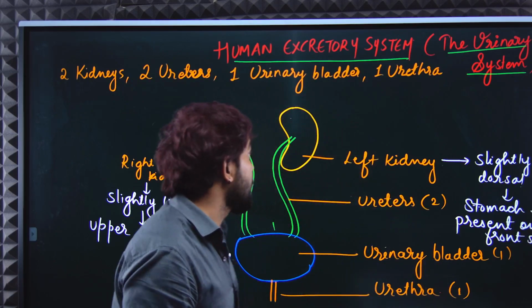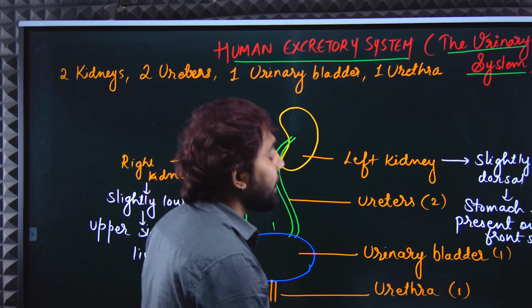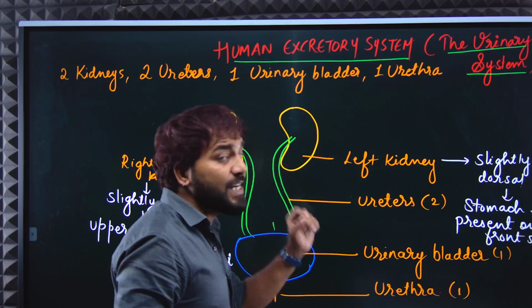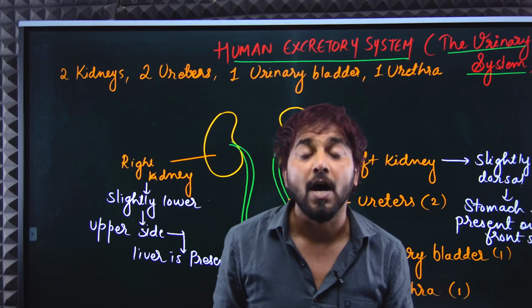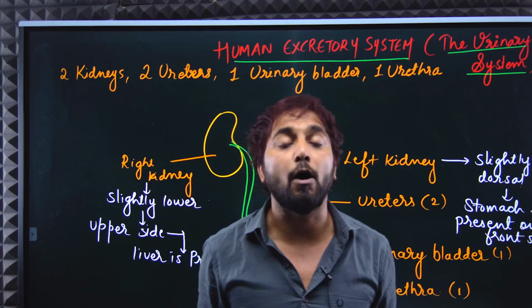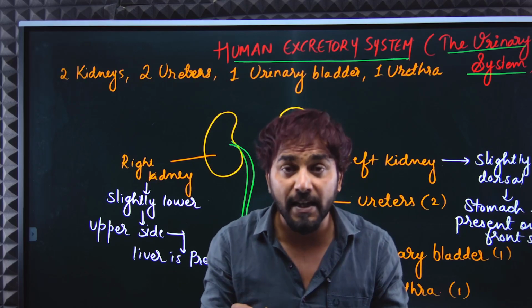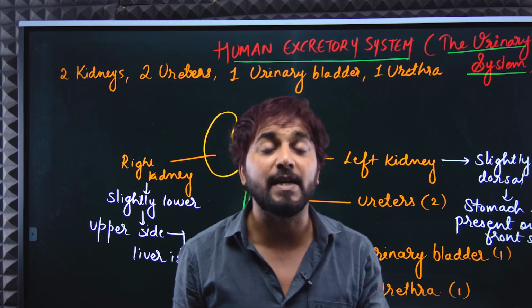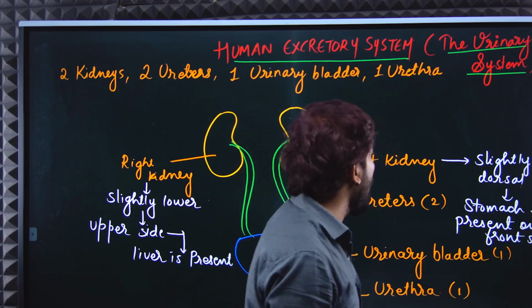This is the placement. Okay, so one kidney is made up of 1 million nephrons. So two kidneys are made up of 2 million nephrons. So how many nephrons are present approximately in a human body? In the human body, there are approximately 2 million nephrons.